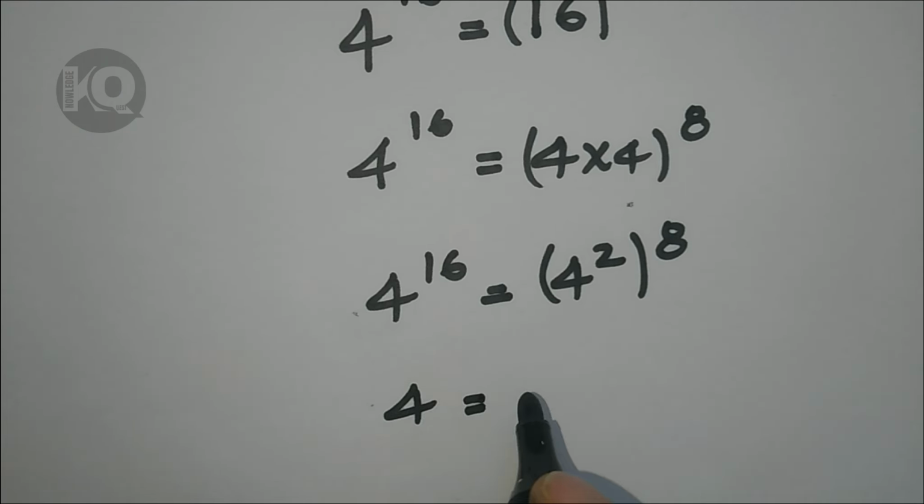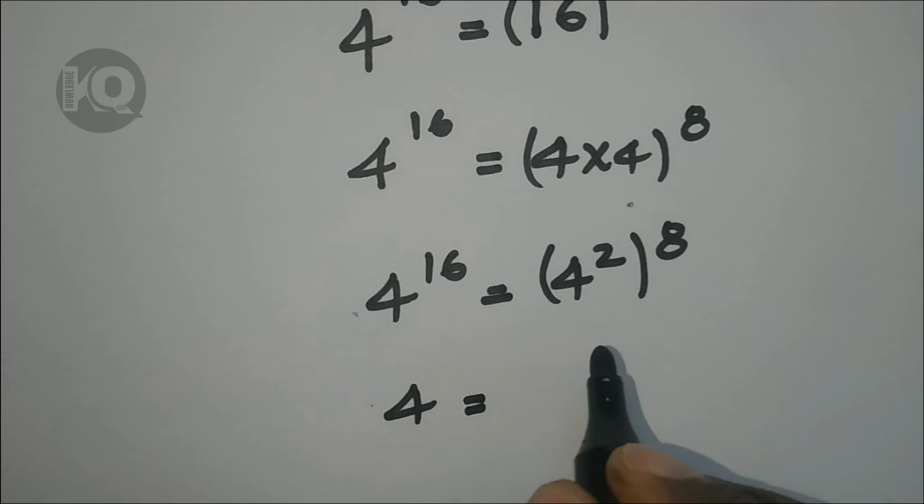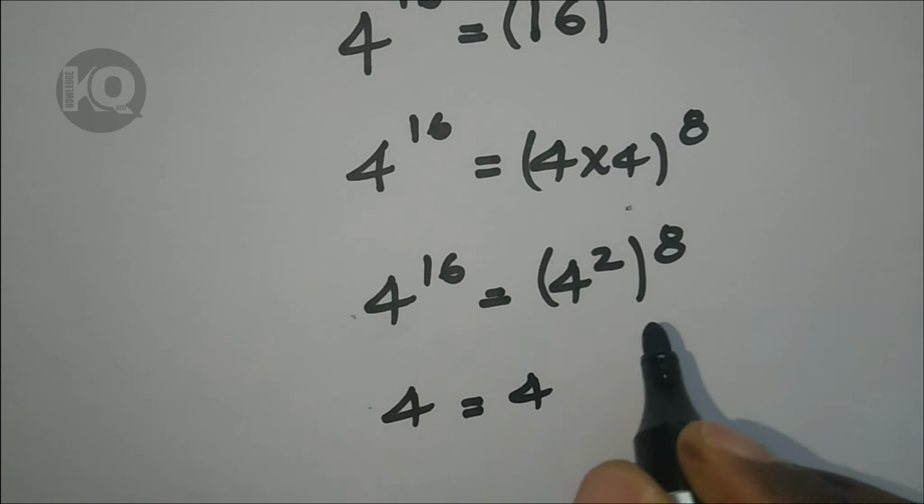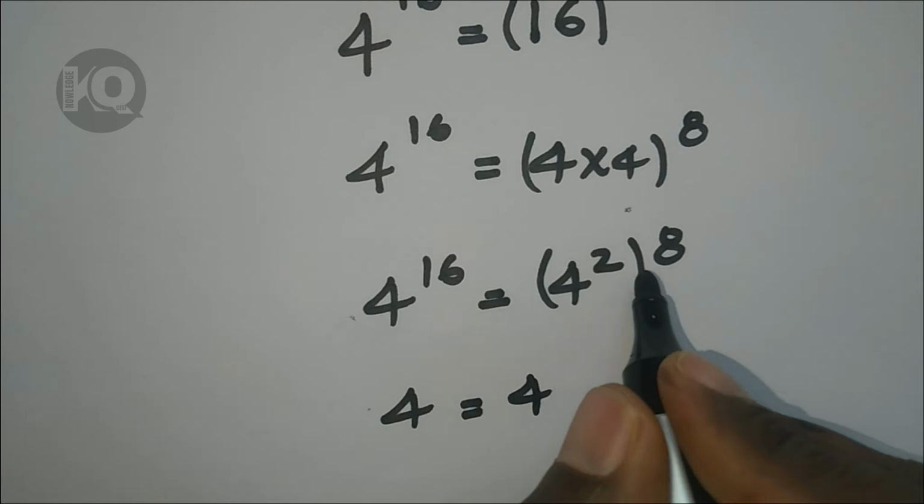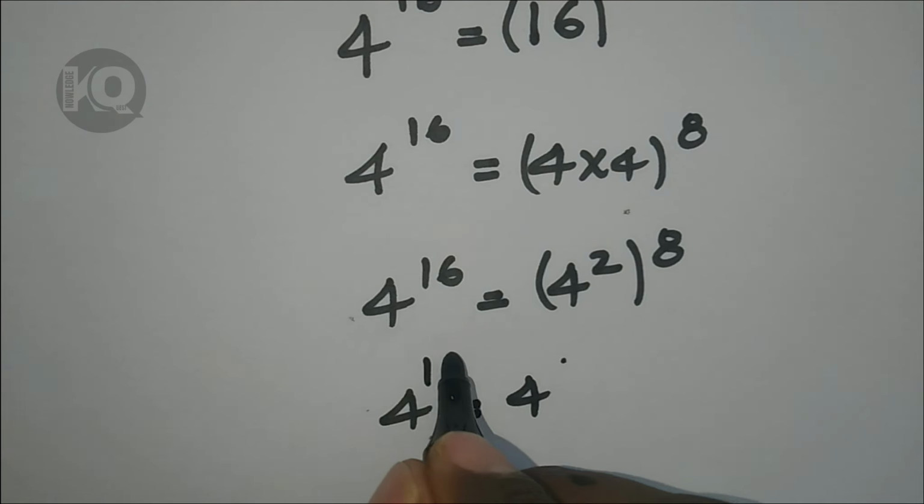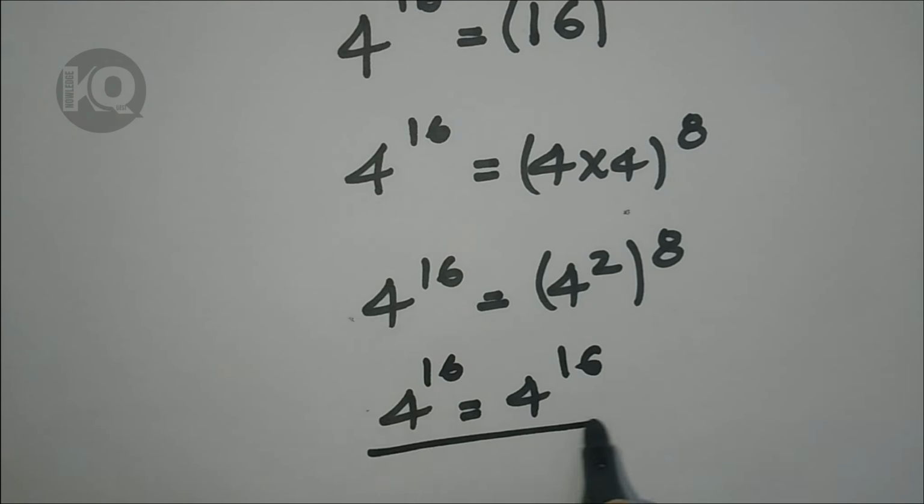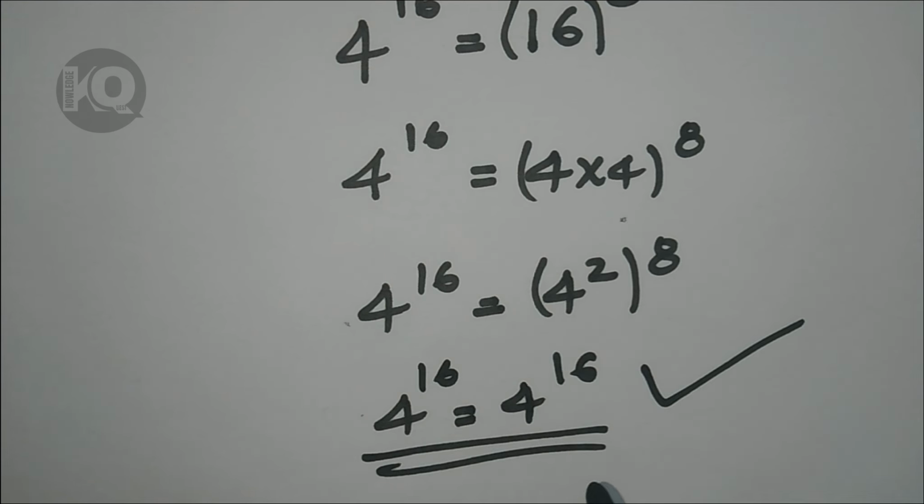And then 4 to the power of 16 equals 4 to the power of 2 times 8, which is 16. So our answer is correct.